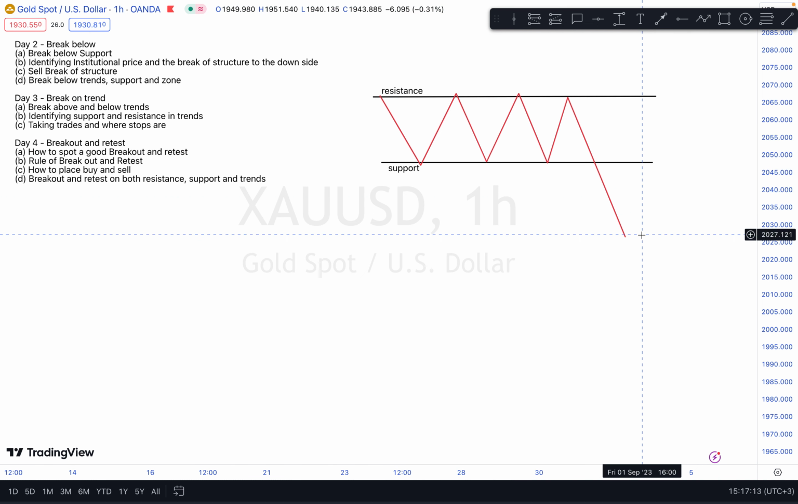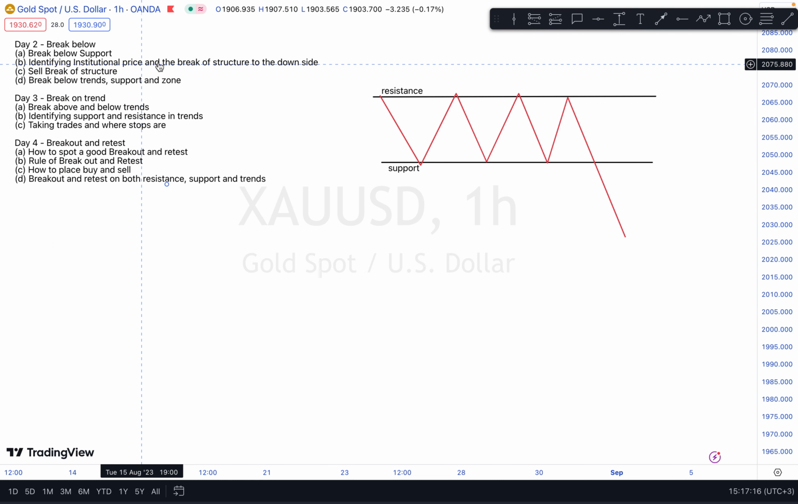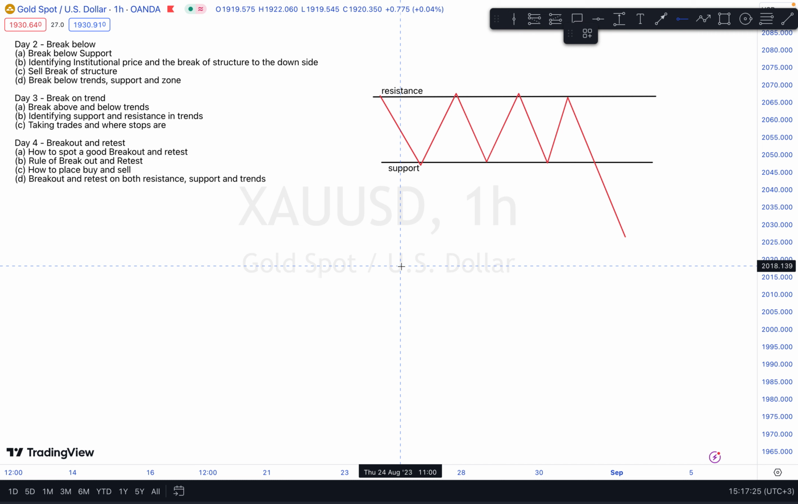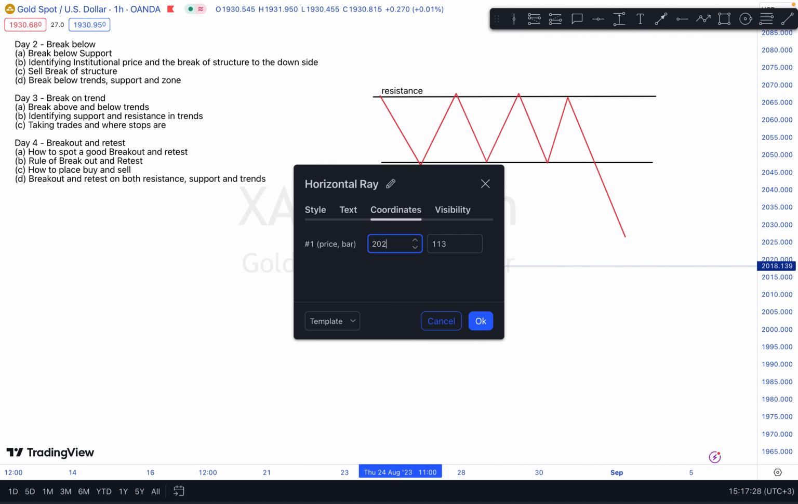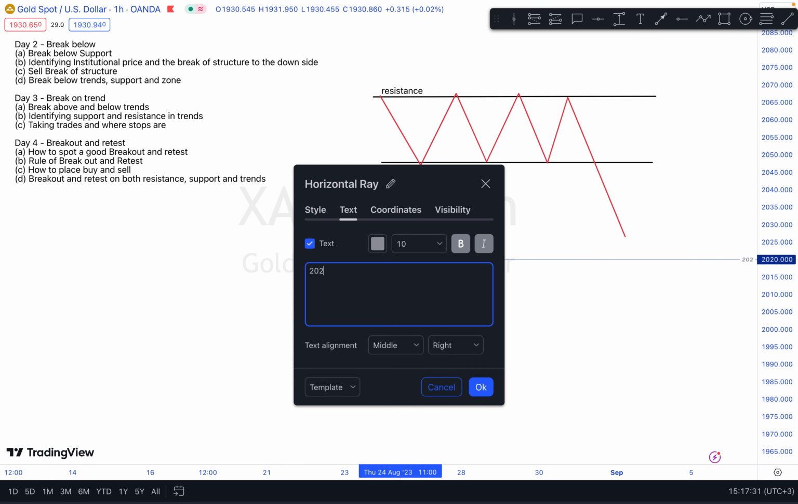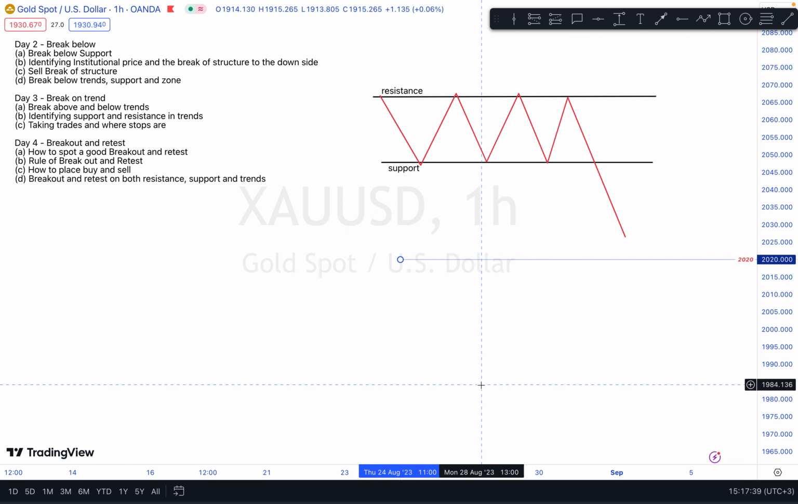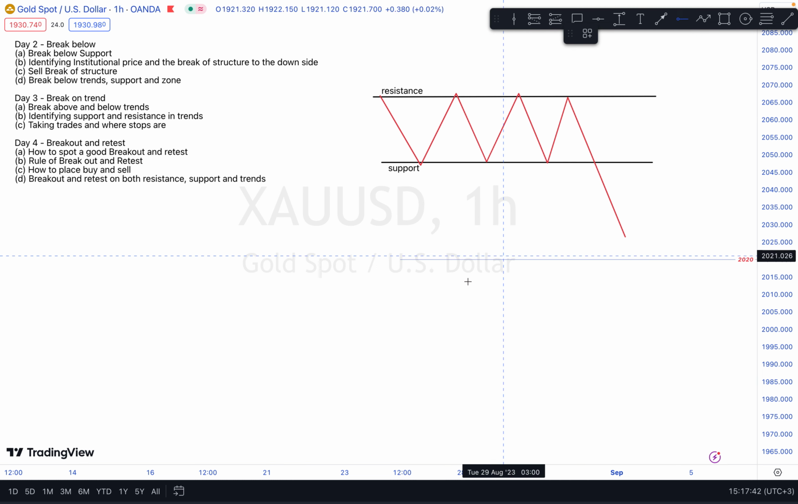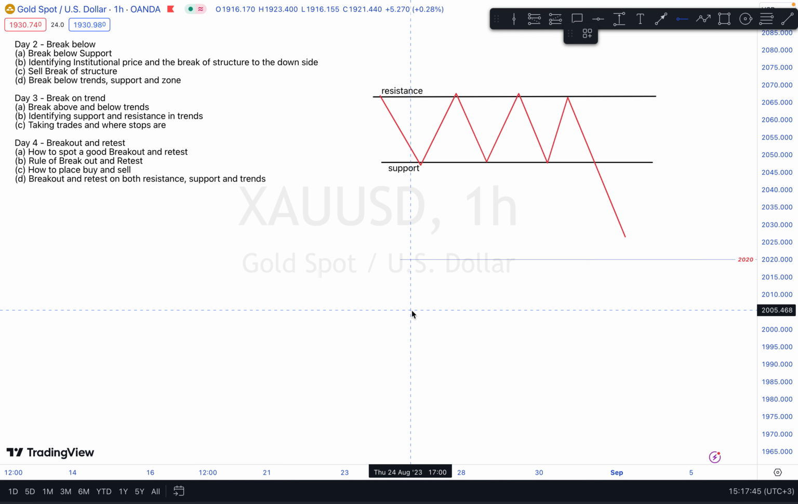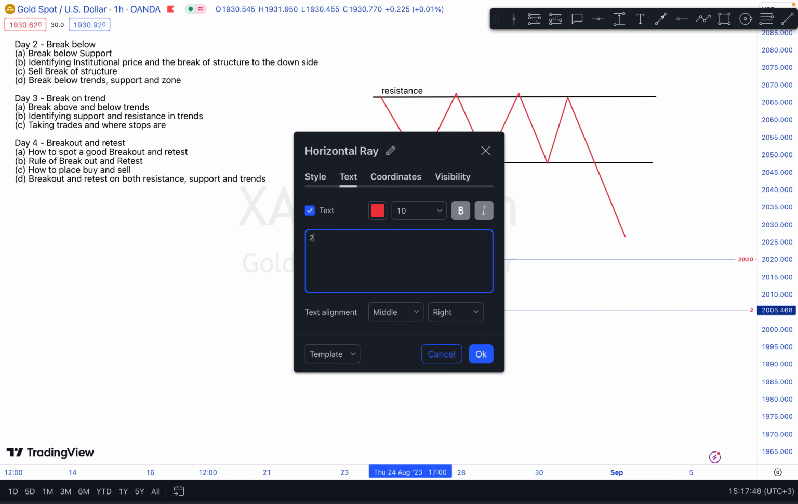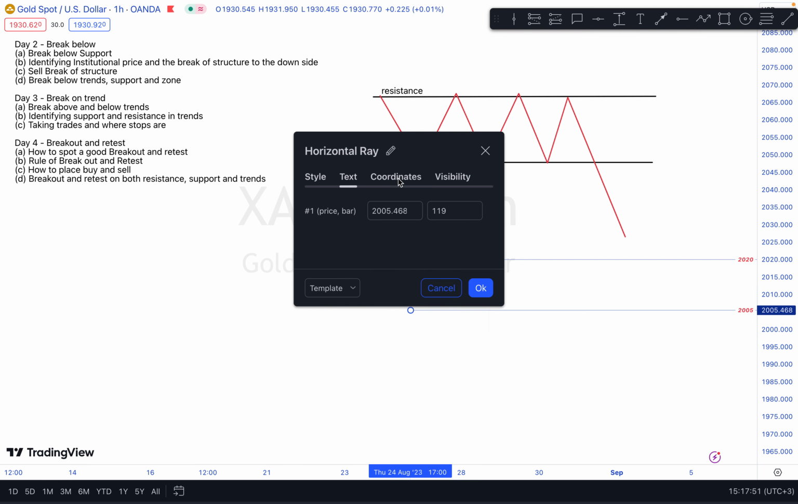Price breaks to the downside. So we have the institutional price on the break of structure to the downside. Let's say for example the price right now is 2020. You can write it here in your coordinates, come to text, 2020. You can see it on the right-hand side, and I can give it a red color to make it visible. Then we have the second price to be 2005, with the 2005 coordinate here.